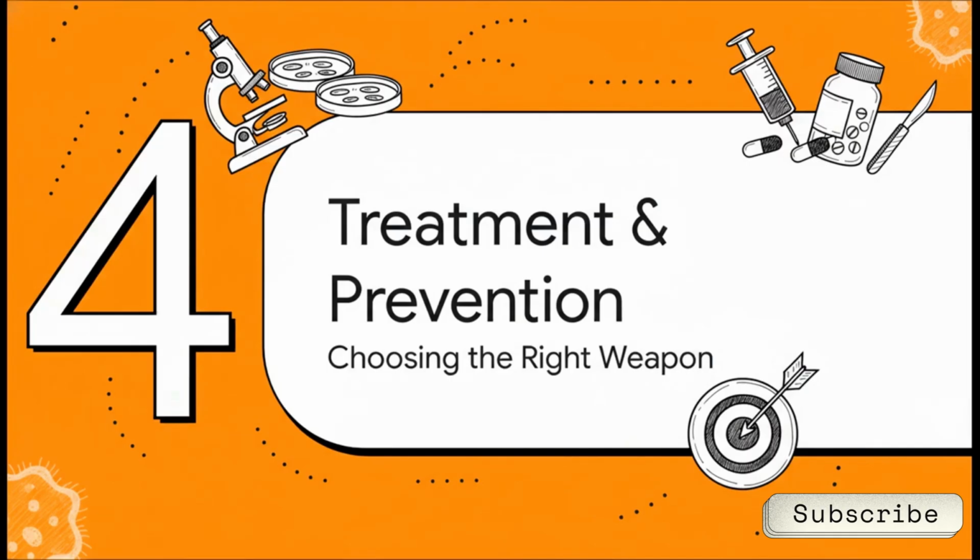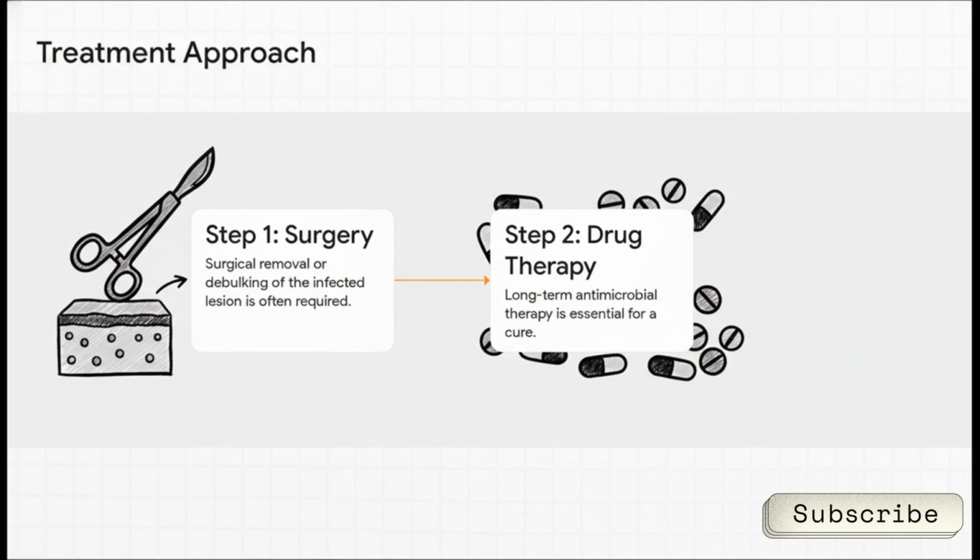All right, so we've correctly identified the culprit. Now what? How do we treat it? This is another super critical area of comparison, and you guessed it, a favorite exam question. Treatment is, well, it's not simple. It's almost always a combo approach. First, surgery is often needed to go in and just remove as much of the infected gunk as possible. And that's followed by a very, very long course of medication.